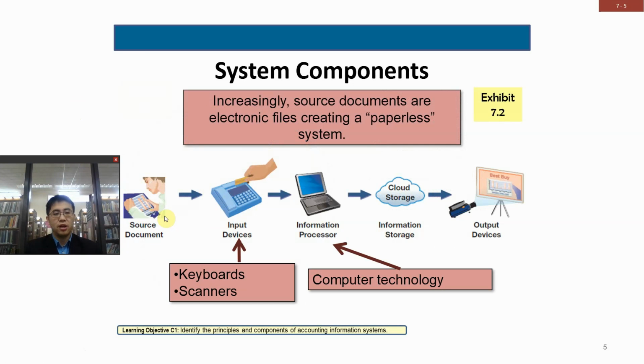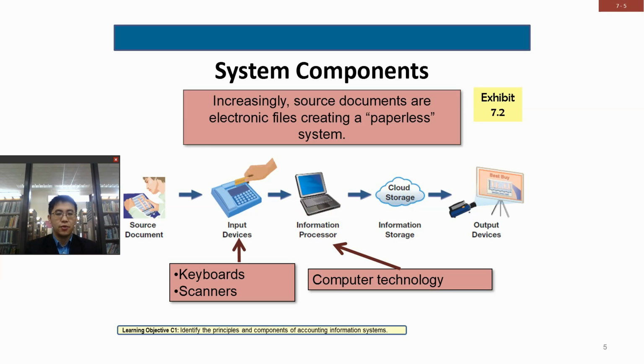The system components we have here are, first, you need to find the source documents. It could be an invoice, a receipt, a sales paper, or a transfer of ownership, that kind of document. Then you put it into your devices, usually through a scanner or by typing it into a computer through a keyboard. Then you will use IT to process the information, and of course, you have to utilize software for it. Then you store the information.